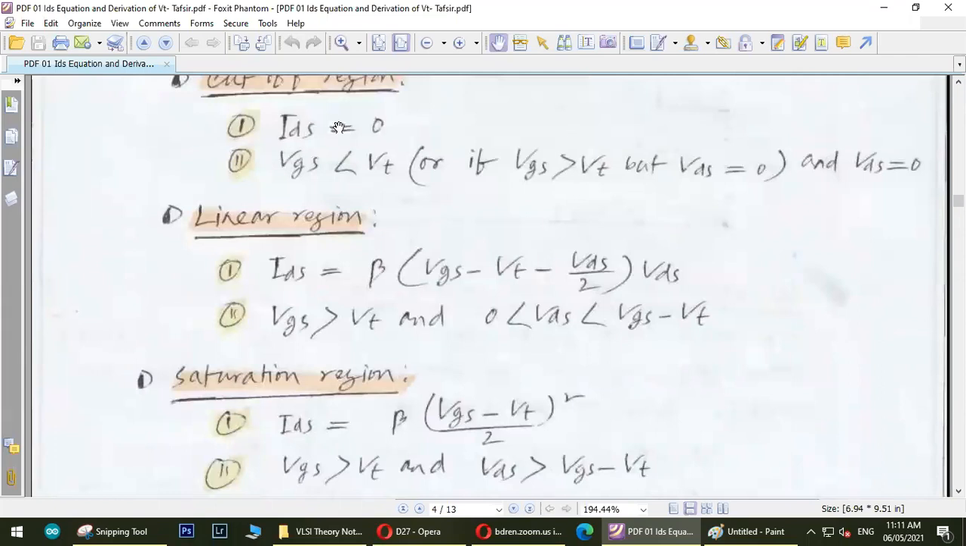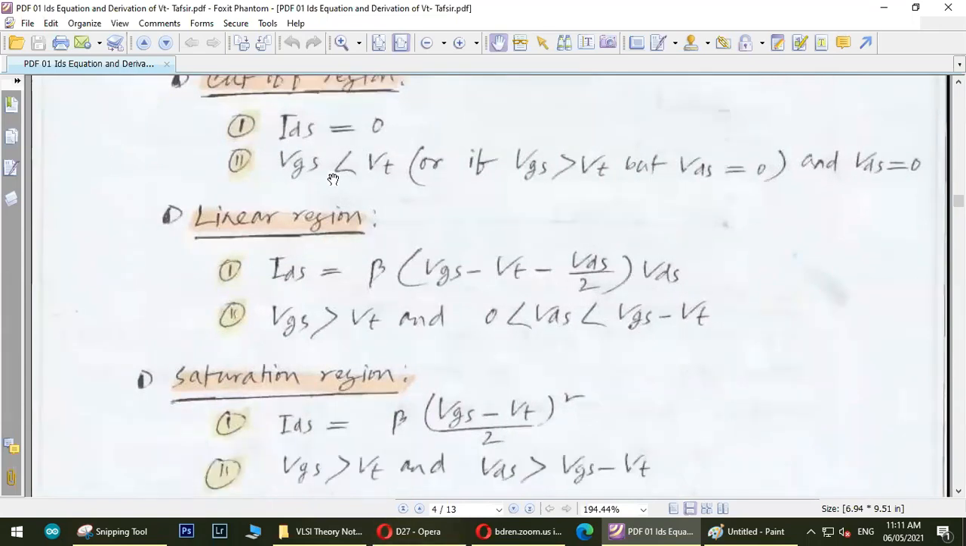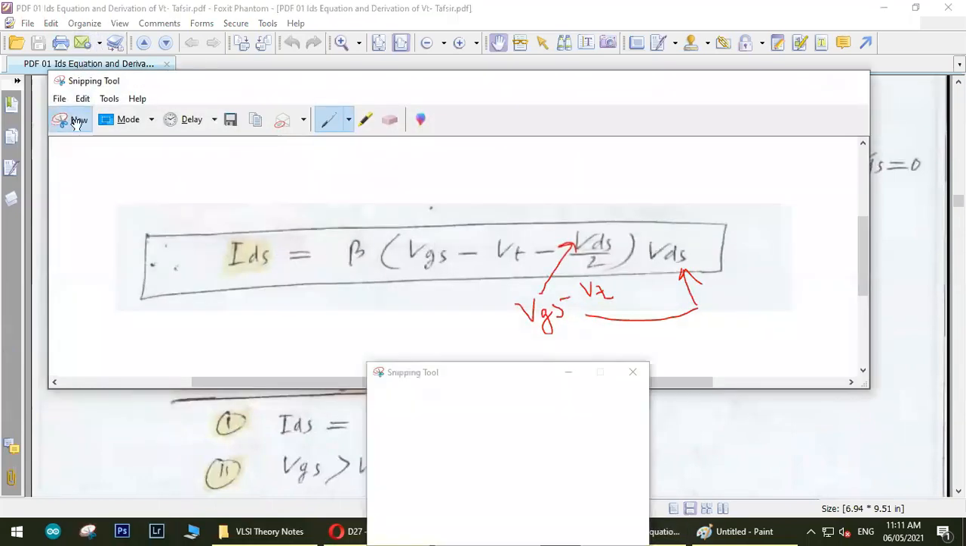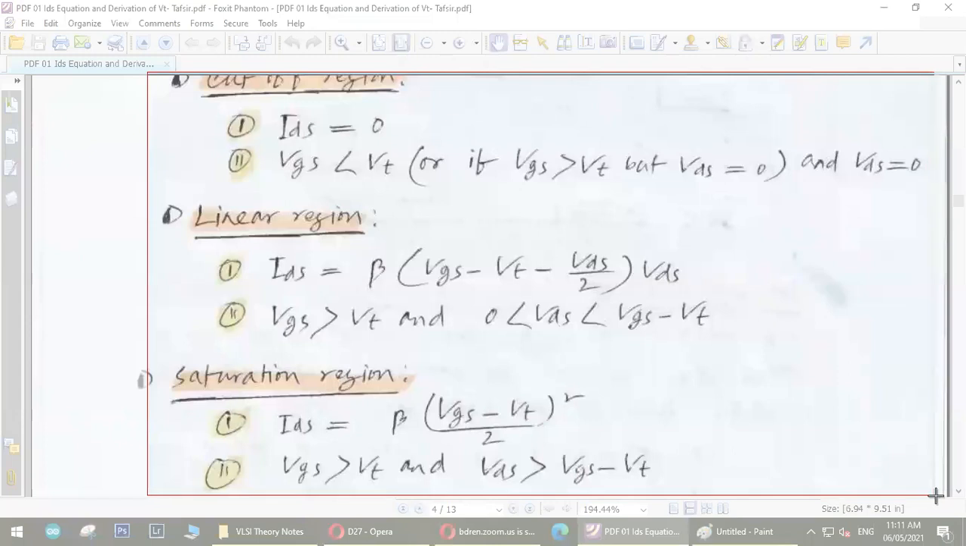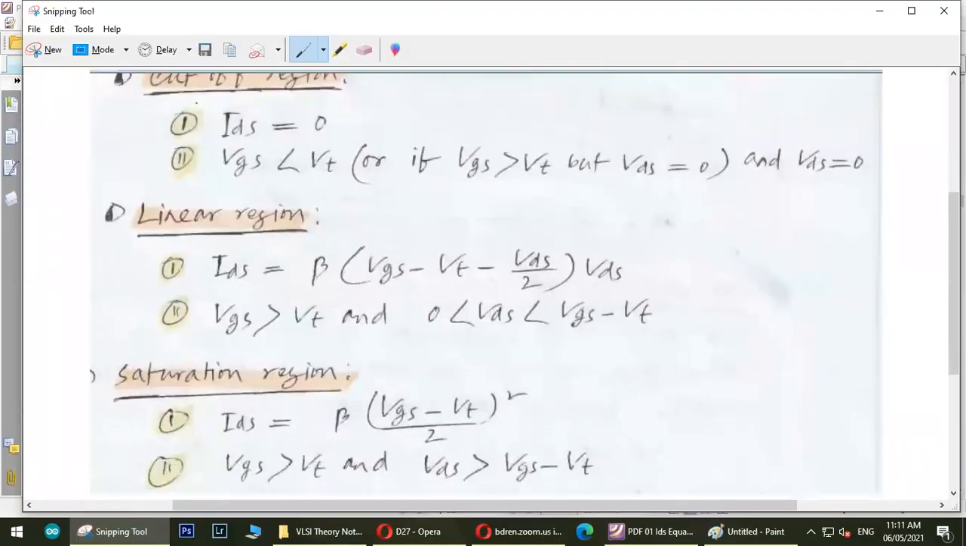Okay, come to the summary. Here, if you have the cutoff region, that means when your IDS is equal to 0, that is the equation. Cutoff: IDS is equal to 0. Okay, let me take a screenshot so that I can write something here. So if you see the cutoff region, your equation is this, IDS is equal to 0.